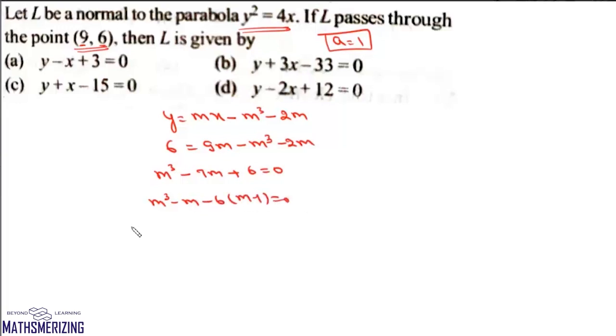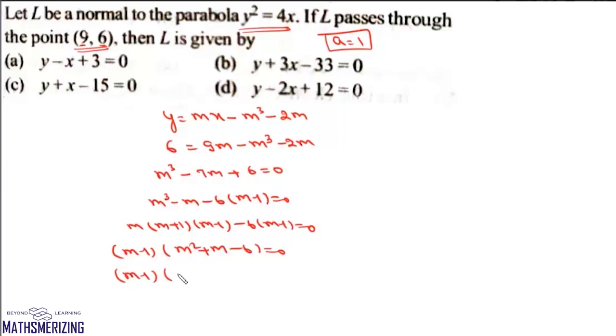So we'll get this equation as m, and then here will be m squared minus 1, so it will be a plus b, a minus b. So m(m plus 1)(m minus 1) minus 6(m minus 1) equals 0. We take m minus 1 common, then we can write m squared plus m minus 6 equals 0. So it will be (m minus 1)(m minus 2)(m plus 3) equals 0.